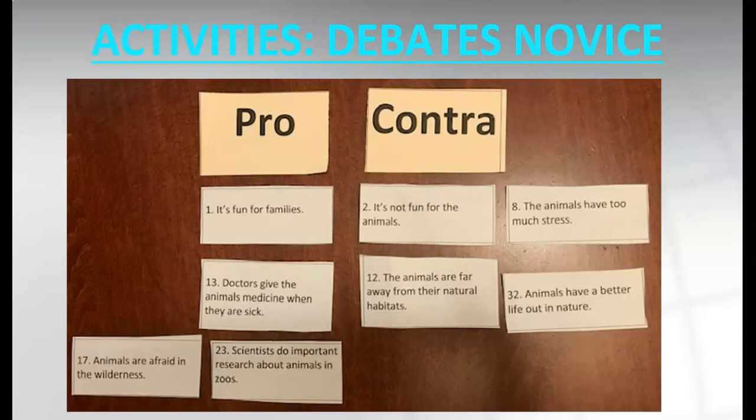So a student from the pro side would shout out, "It's fun for families." And using those disagreeing statements that are posted, someone from the other side of the classroom would say, "That's true, but it's not fun for the animals." Another student on that same team would say, "I agree with you, and the animals have too much stress." Then we're back to the pro side and the debate proceeds, going back and forth, supporting your own team and using those expressions that are posted. Again, all the arguments are right there for the students to read.